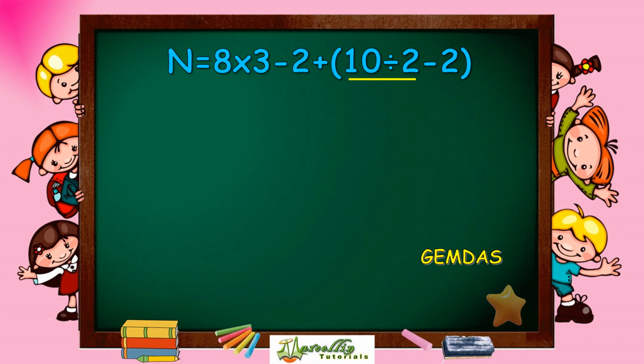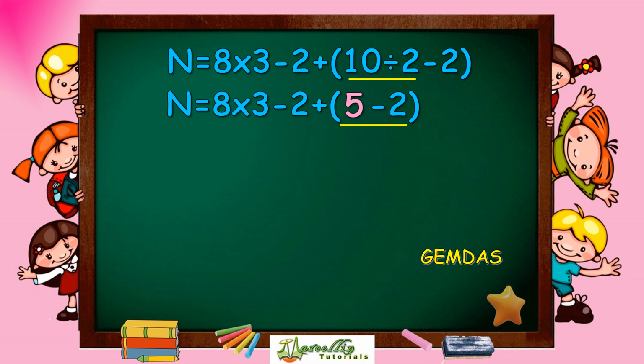Let's copy first the numbers on the left. Then solve 10 divided by 2. We have 5. Then let's copy the numbers on the right, which is minus 2. Next, we need to solve the remaining numbers inside the parentheses. So let's do 5 minus 2.